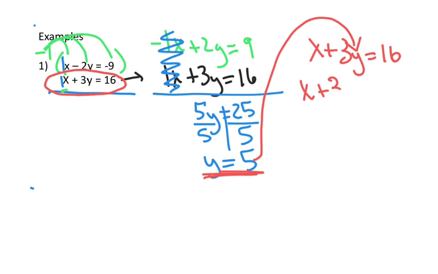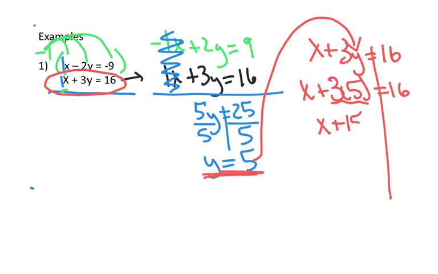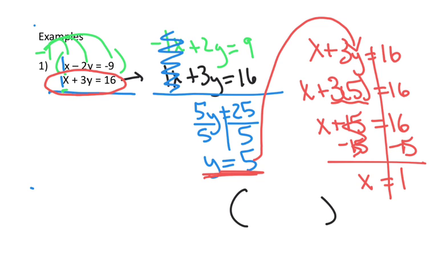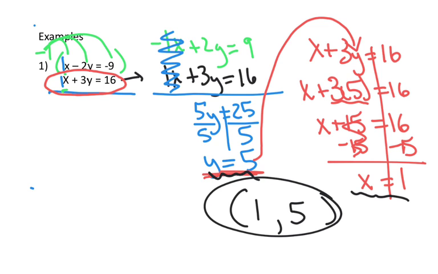So x plus 3 times 5 equals 16. Now I can solve this. 3 times 5 is 15. So x plus 15 equals 16. Subtract 15 from both sides, and x equals positive 1. So now I have the solution to my system. Remember, your solution is going to be an ordered pair with your x coming first, which is 1, and your y, which is 5. That's the solution to the system.